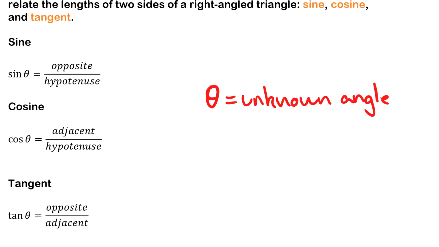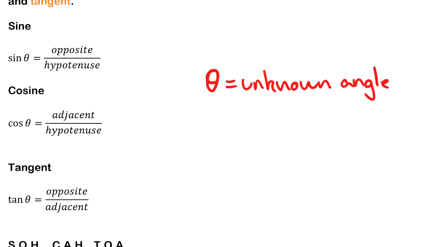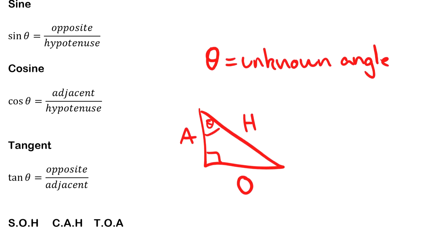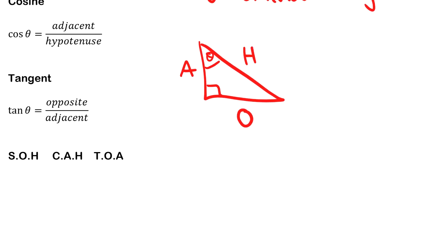Now when we're talking about opposites, hypotenuses, and adjacents, we're referring to a triangle where we have a given angle. So over here would be our opposite, O, our hypotenuse, and our adjacent. Now how we like to remember it is SOH CAH TOA. This is my favorite one.